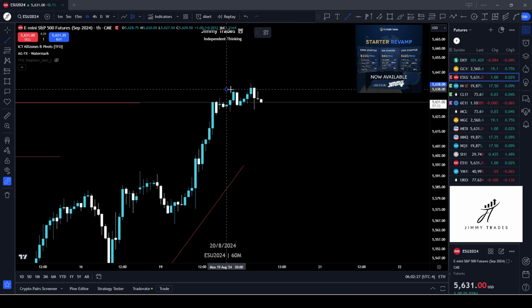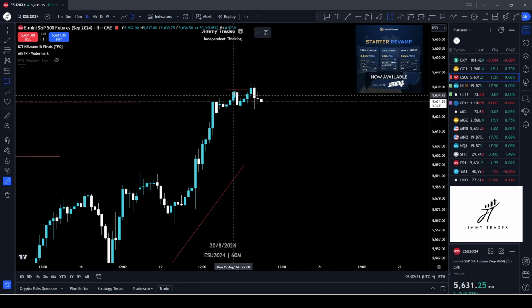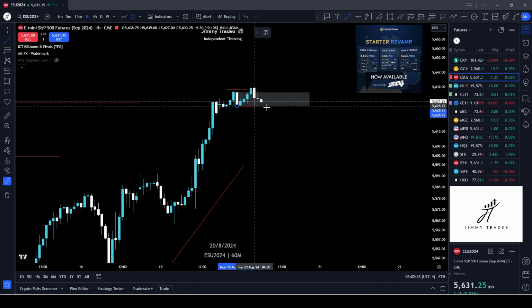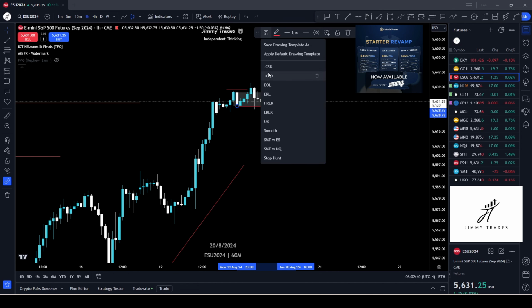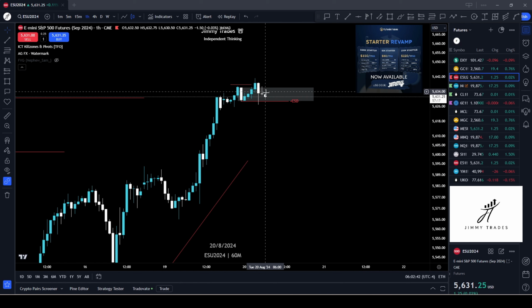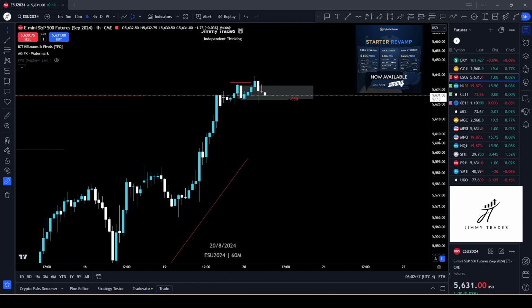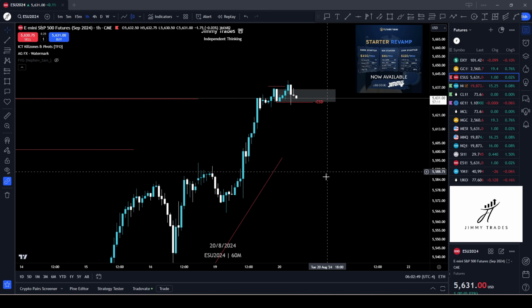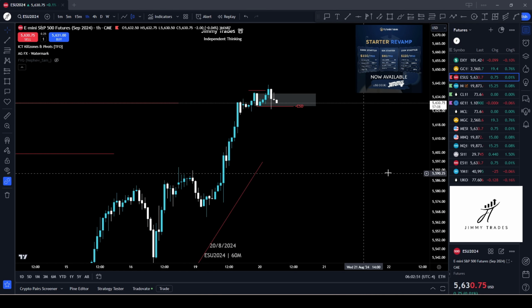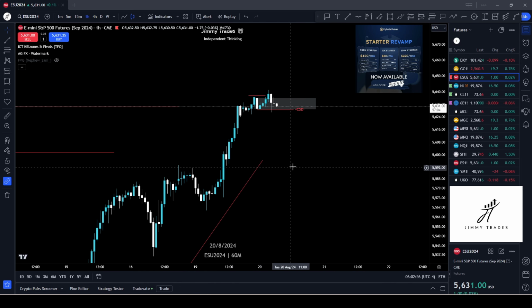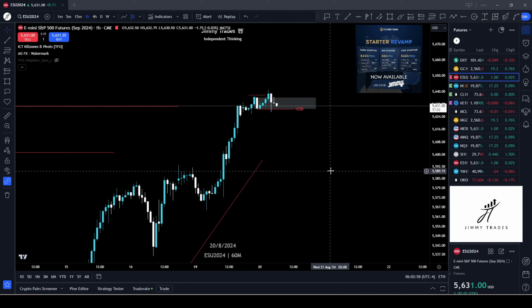Here's our sweep. If we can get a close with displacement through our breaker here, which is also our change in the state of delivery. We want to see displacement though. Then I would be looking for price to start moving lower on ES. Until that happens though, I'll remain bullish on the structure, which is our hourly time frame.